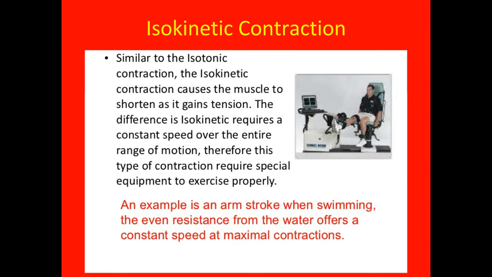This causes the muscle to shorten as it contracts, but it requires a constant speed over the entire range of motion. An example of this is an arm stroke when swimming. The even resistance of the water offers a constant speed at maximum contractions.